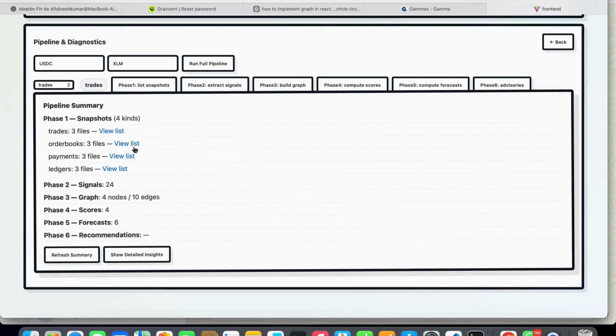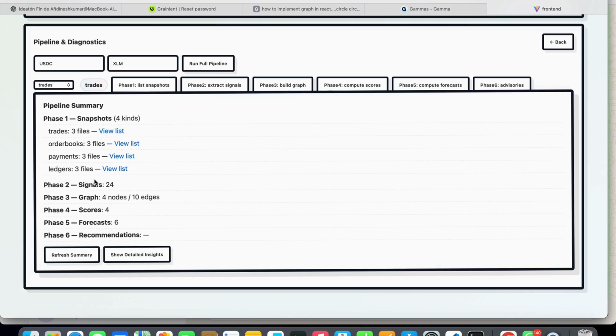Phase 2. It shows signals as 24. In phase 2, SLIL converts raw blockchain data into economic signals. From the snapshots, it computes indicators like liquidity depth, bid-ask spread, volatility, trade frequency, and historical failure rates. In this run, 24 distinct economic signals were extracted. This is where blockchain data becomes measurable economics.